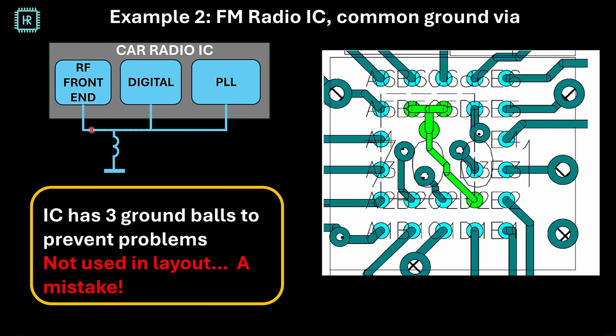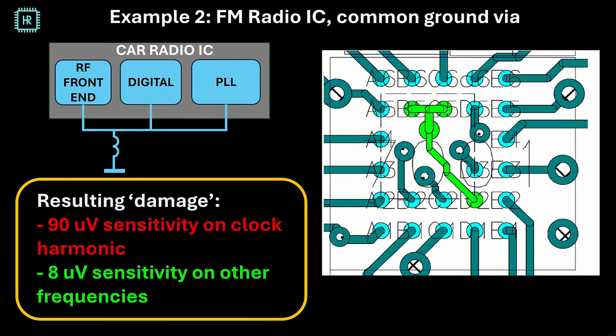Now how does this work out in practice? The schematic would look like this. So interference coming from the digital and the PLL will go through this via. This via will have an impedance, so you will get a voltage here. And this voltage will enter the RF front end, which will then cause interference. The IC designers knew about this problem, so they gave it 3 ground balls, but as I said, they're not used in the layout.